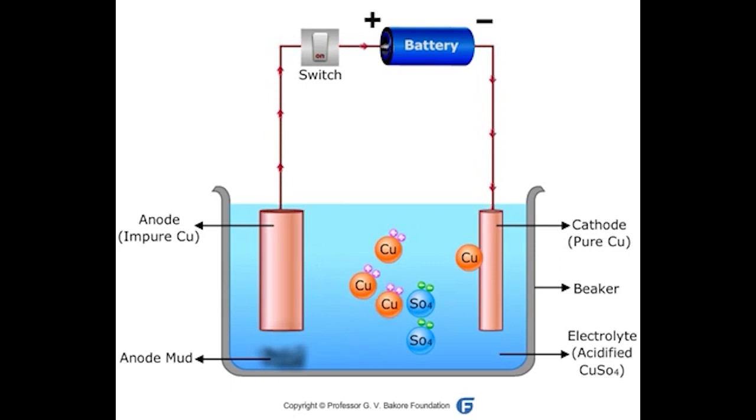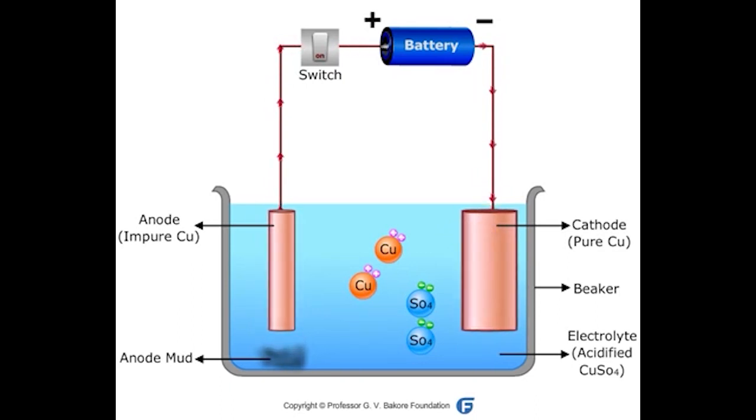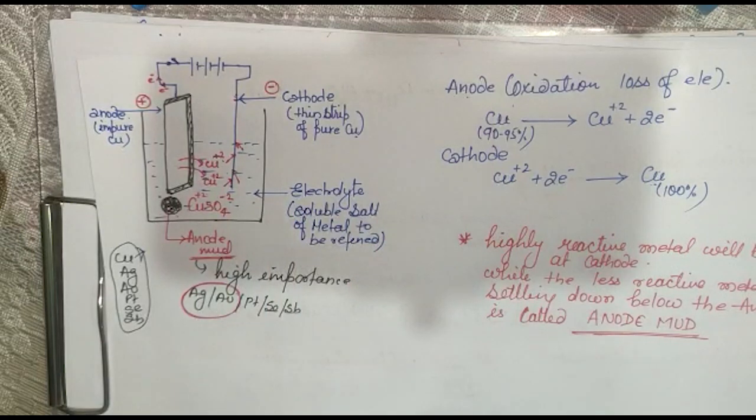As more copper atoms get deposited on the cathode, the cathode goes on becoming thicker. As atoms of copper come out of the anode, the anode goes on becoming thinner. And the anode was made up of impure copper, so the impurities from that fall below and get collected in the form of anode mud. Copper deposited on the cathode is pure copper and can be used for making electric wires, cables, or utensils, etc. Got it?